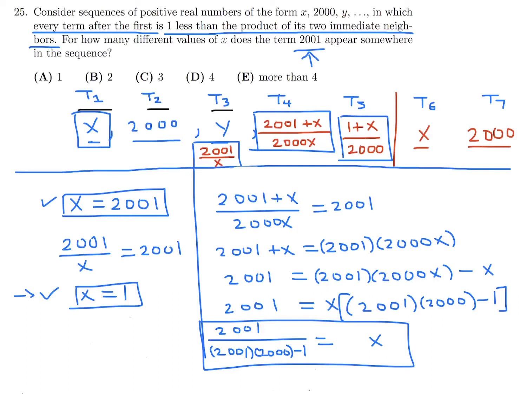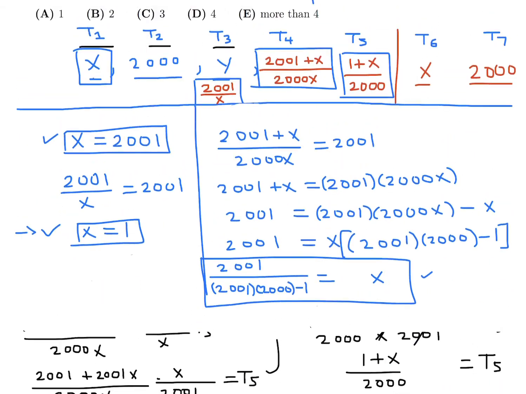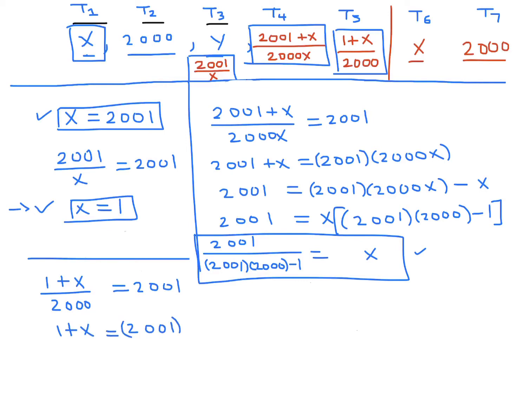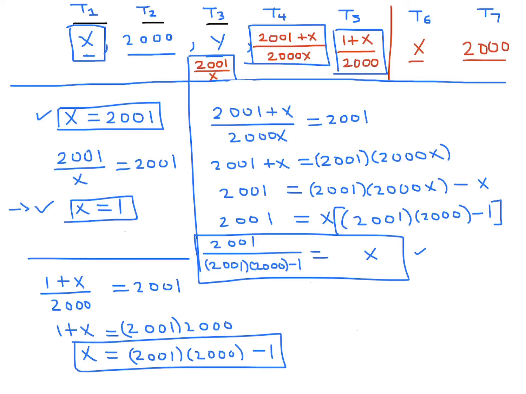And we've done T1. T2 is fixed, so we can't do T2. We've done T3, we've done T4, and let's see what we get for T5. So T5 is 1 plus x over 2000, and we set that equal to 2001, and therefore 1 plus x is equal to 2001 times 2000, and therefore x is equal to 2001 times 2000 minus 1. So here is a fourth value.